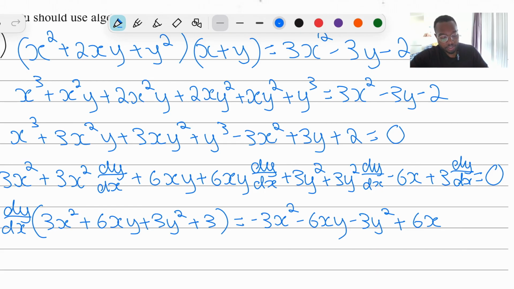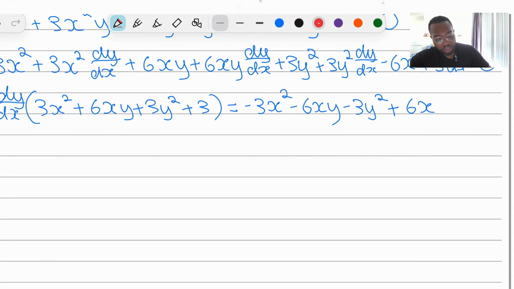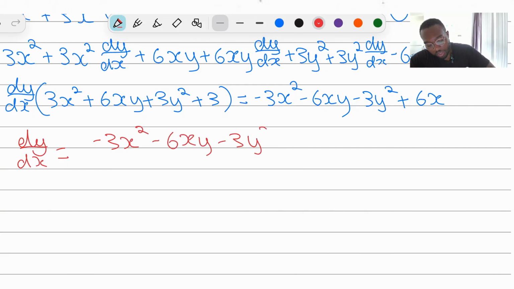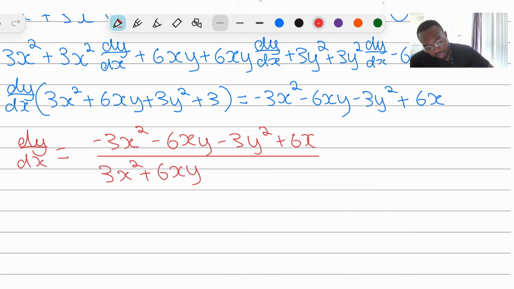Okay. And therefore, we now just need to divide through, so if we divide, that would be dy over dx is equal to minus 3x squared minus 6xy minus 3y squared plus 6x, and that is all over 3x squared plus 6xy plus 3y squared plus 3.